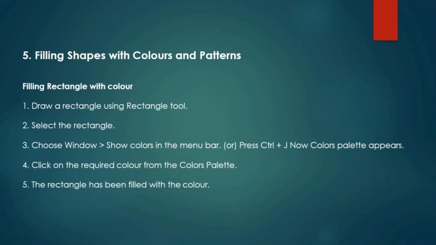Filling shapes with colors and patterns. Filling rectangle with color. Draw a rectangle using rectangle tool. Select the rectangle, choose Window, Show Colors in the menu bar, or just press Ctrl+J. Now the color palette appears. Click on the required color from the color palette. The rectangle has been filled with the color. Filling shapes with colors.